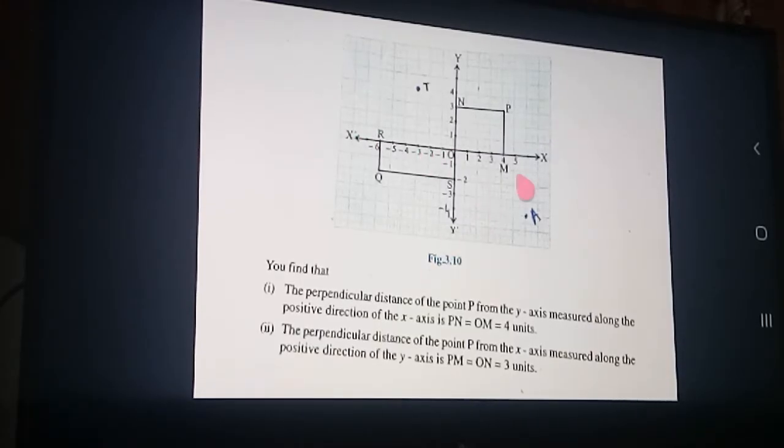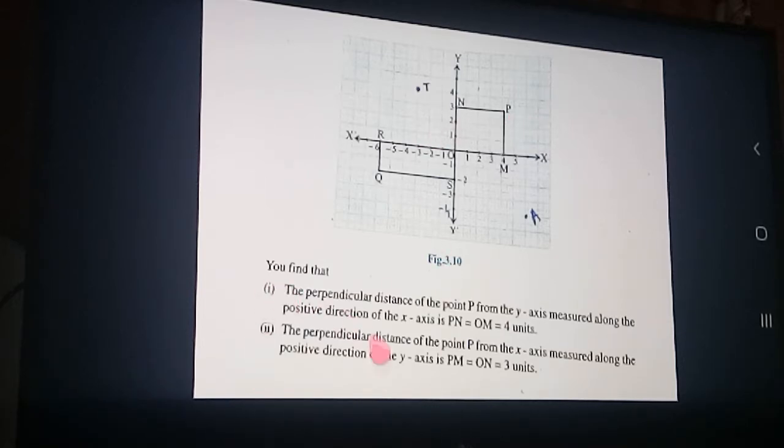Okay, listen. What I explained here, the same is written here now. This is the textbook page PDF, I took it fully. I didn't write it. So listen: the perpendicular distance of a point P from the y-axis, along the positive direction of the x-axis. That means this one. So what is written? PN and OM both are the same measurement, 4 units. That is its x-coordinate.